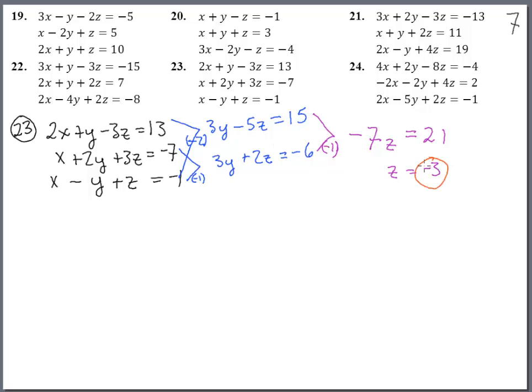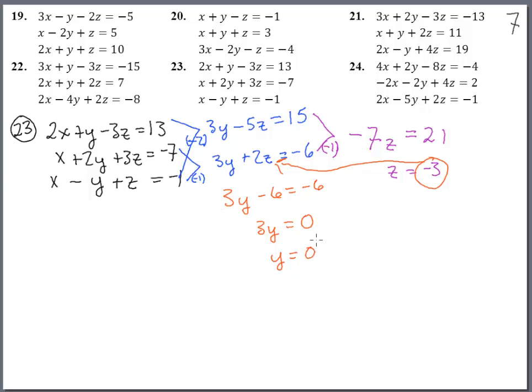Let's take this -3 and put it back right there. And we get 3y minus 6 equals -6. Add 6 to both sides. 3y equals 0. Divide by 3 on both sides, and we get y equals 0.